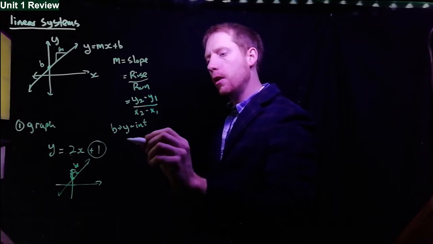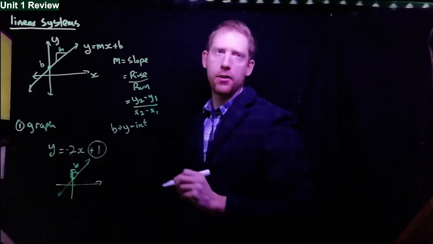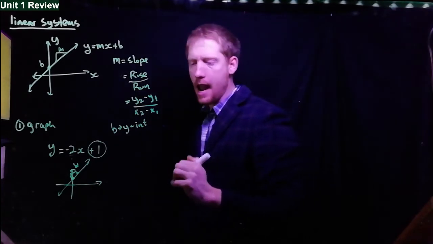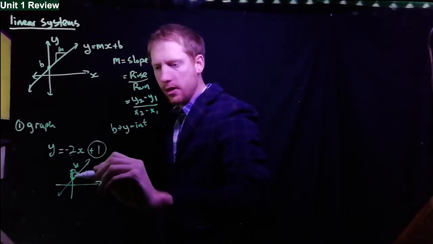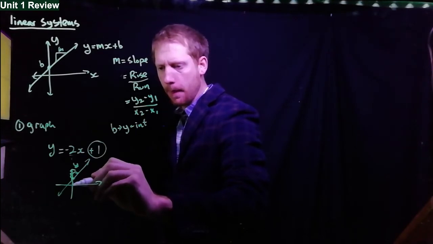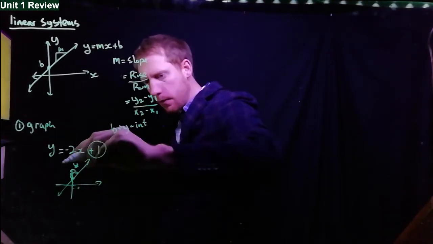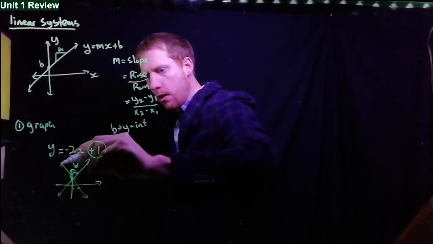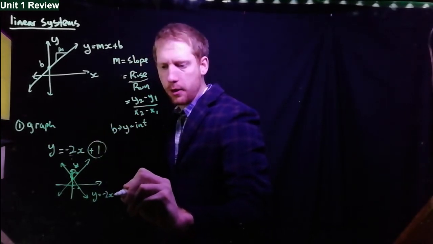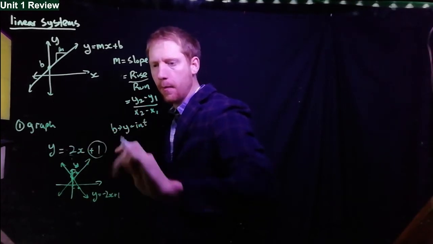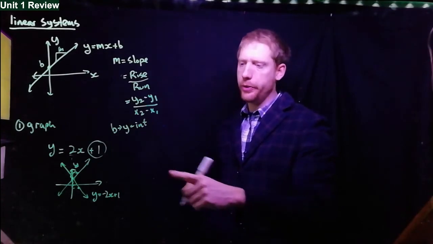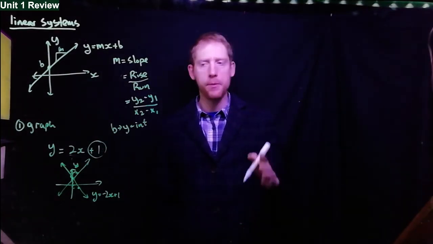If my equation had a negative, that means that the slope's going down. So my graph, instead of going up 2, I would have gone down 1, 2, and over 1. This would be the equation y is equal to negative 2x plus 1. And this graph would be y is equal to 2x plus 1. So you need to be able to graph.